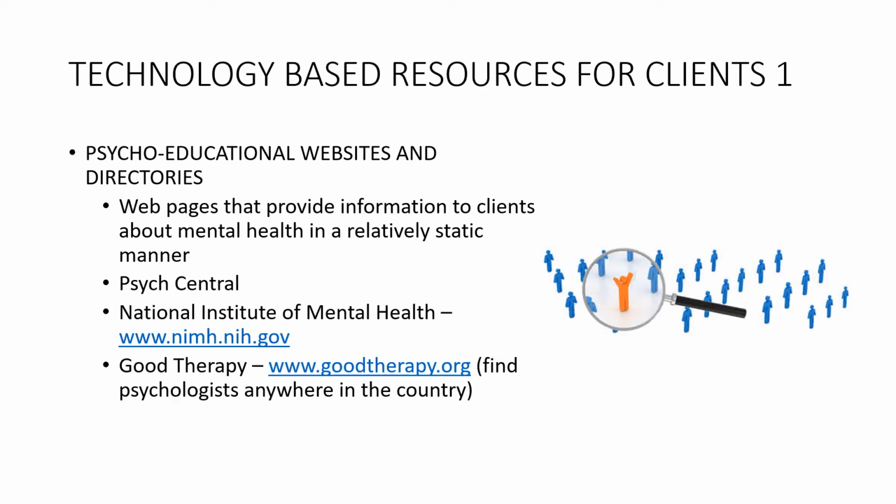There's also psychoeducational websites and directories. So what this is, it's information to help a person understand it more, right? Web pages that provide information to clients about mental health in a relatively static manner. Static manner means it doesn't change a lot, right? So it's dependable as a resource. There's Psych Central. There's also the National Institute of Mental Health, and then Good Therapy, and that will help find psychologists anywhere in the country for a person. So again, feel free to visit these websites after this lecture.